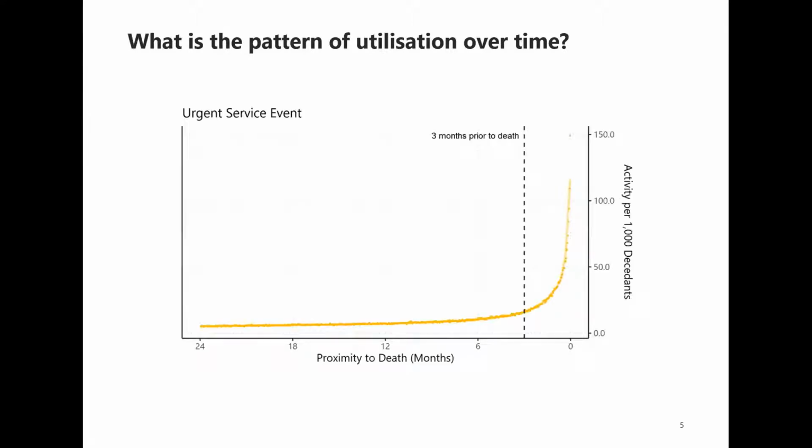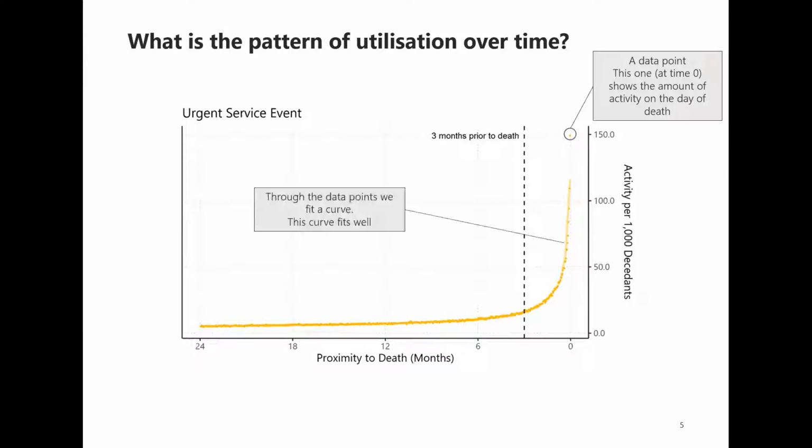Looking now at the analysis, we start by looking at the use of urgent service events in the 2 years prior to death for Midlands decedents. In this chart, we're looking at this by proximity to death in days. We have the data points giving the rate of activity by proximity to death. For example, as highlighted here, this shows the amount of activity taking place on day 0, or on the day on which a person dies. We have the curve that we've modelled through the data points to give a pattern of service use.